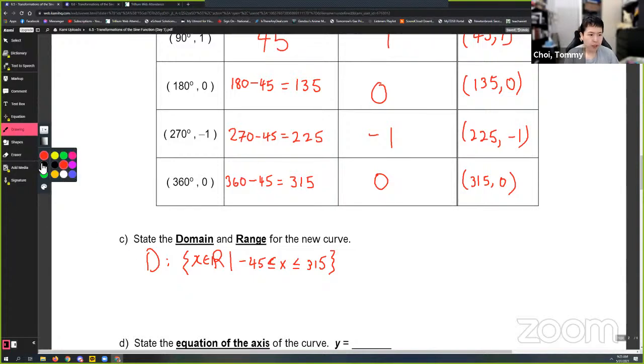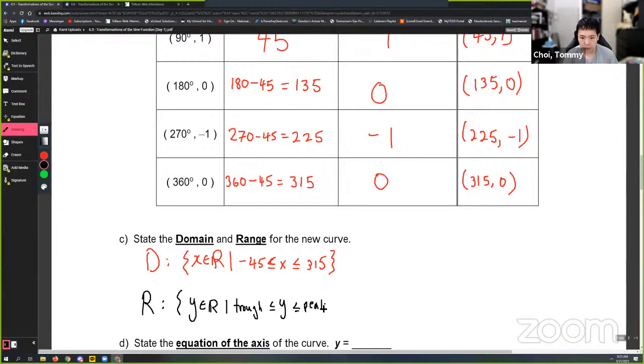For the range, I'm going to give you a quick tip. It's the trough less than or equal to y, which is less than or equal to the peak. Hopefully that narrows it down for you. If you can identify the trough and the peak, that's pretty much what your range is. So for this one, it's y ∈ R such that -1 is less than or equal to y, which is less than or equal to 1. Does that help? Hopefully that helps.